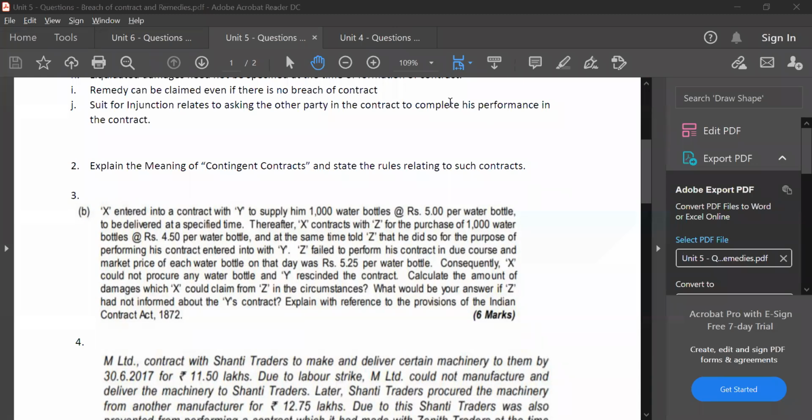Explain the meaning of contingent contracts and state the rules relating to such contract. Sorry, this is there in this. I forgot to take it out. This is from the previous chapter. Just leave it. Leave question number 2. Go to question number 3.